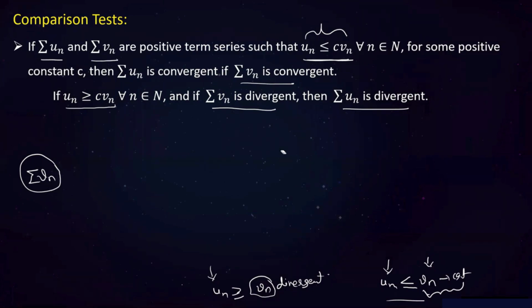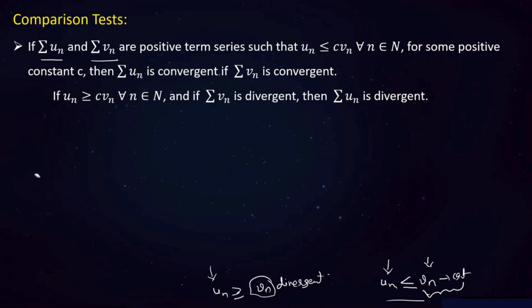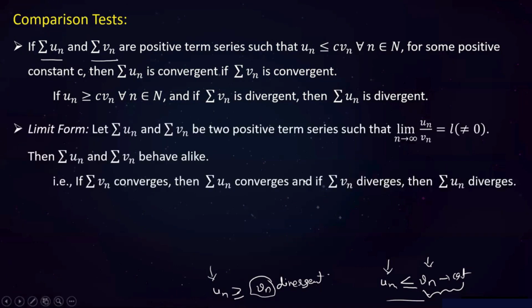There are different techniques which we are going to discuss, but this test can be applied only when un is less than or equal to c into vn and summation vn is convergent, or un is greater than or equal to c into vn and summation vn is also divergent. In those two cases only we can apply this comparison test, and in other cases we have other methods. We cannot solve every problem by every method anyway, but this is one simple idea. And the second one, the interesting one, is the limit form, right?